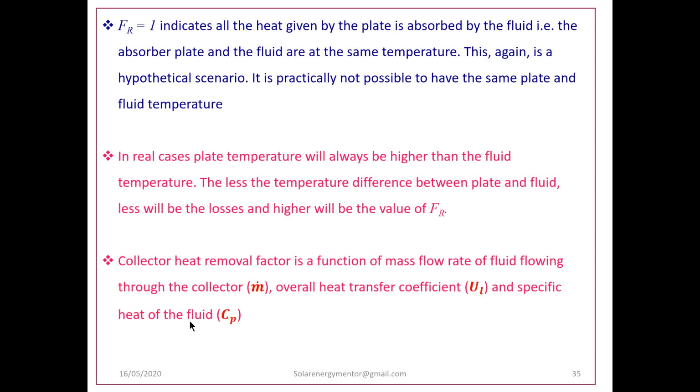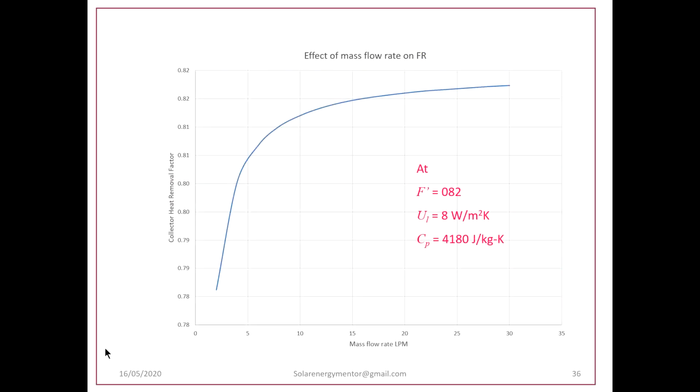If we see the variation of Fr with respect to mass flow rate, as we can see here, on the x-axis the mass flow rate is plotted, which is in liters per minute, and on the y-axis the collector heat removal factor. Now we can see here, as the mass flow rate goes on increasing, the collector heat removal factor goes on increasing.